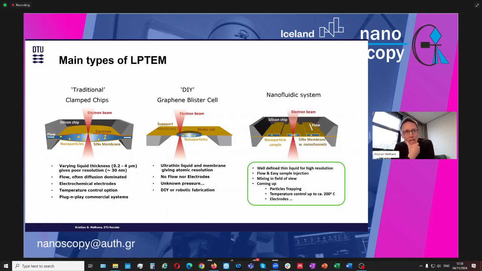In our lab, for many years, we worked on trying to find a good solution between these two. So we made these suspended nanochannel systems, where we have nice nanofluidic systems suspended on a silicon nitride membrane. So here we can have huge, nice control of flow. We have well-controlled liquid layer thickness. And also now we're making systems with temperature control, and we're just starting up a PhD project to create electrodes in there. So this is beginning.